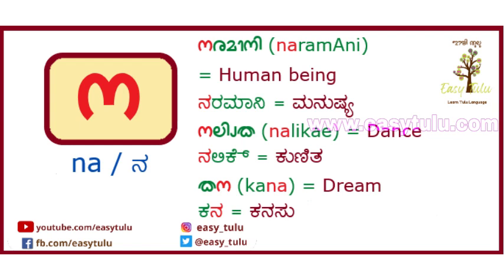Na. Examples: Naramani. Naramani means a human being, Manushya in Kannada.